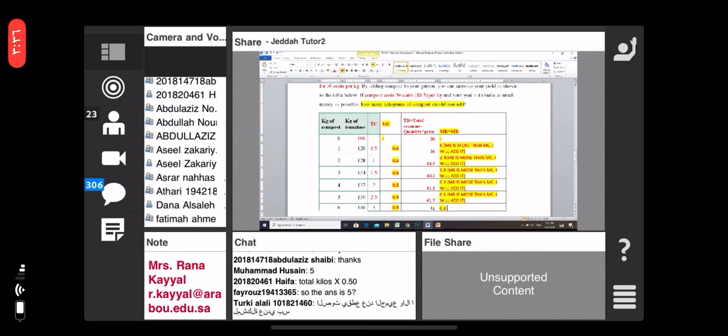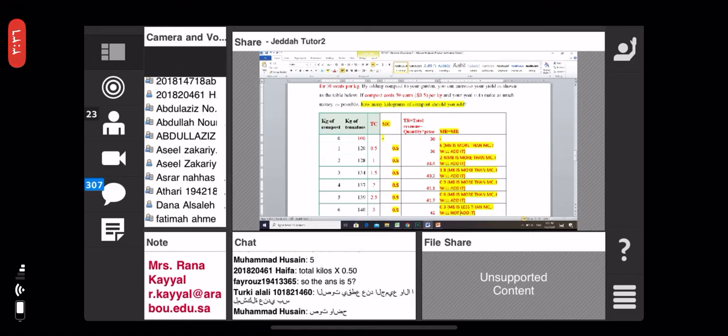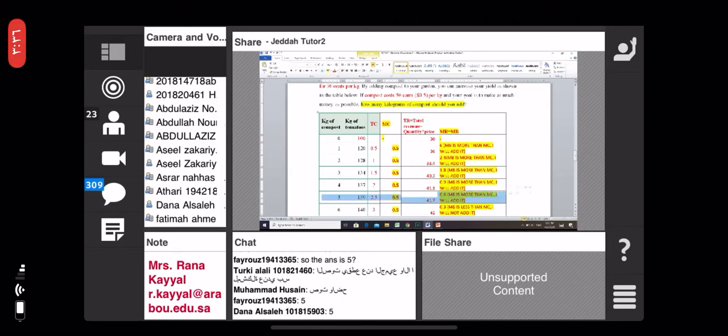Finally, here, 0.3, the marginal benefit is less than the marginal cost, so I will not add it. So at which level should I produce? 5 kilograms of compost, as this is the maximum level where the marginal benefit is more than the marginal cost. Is that clear?